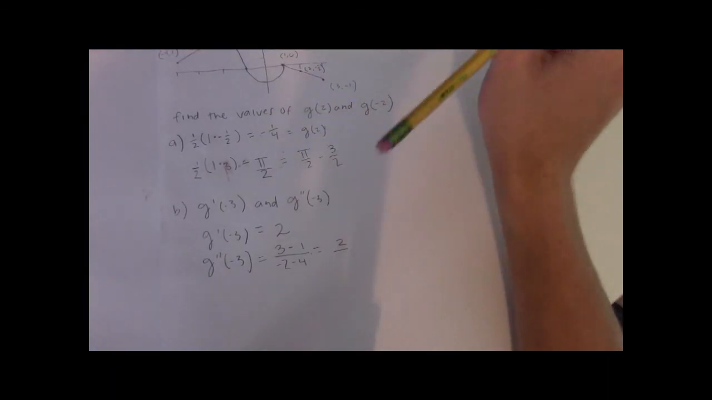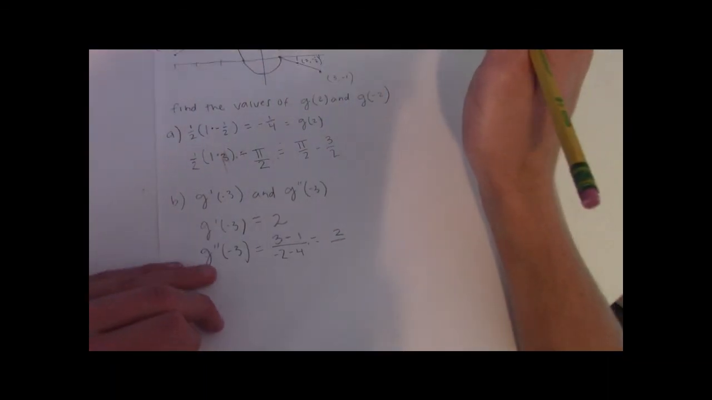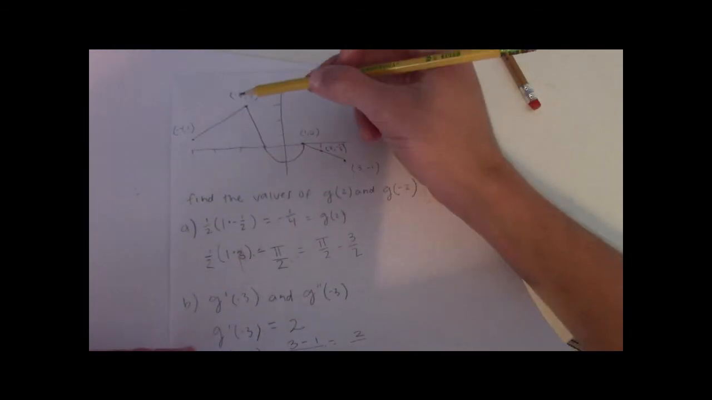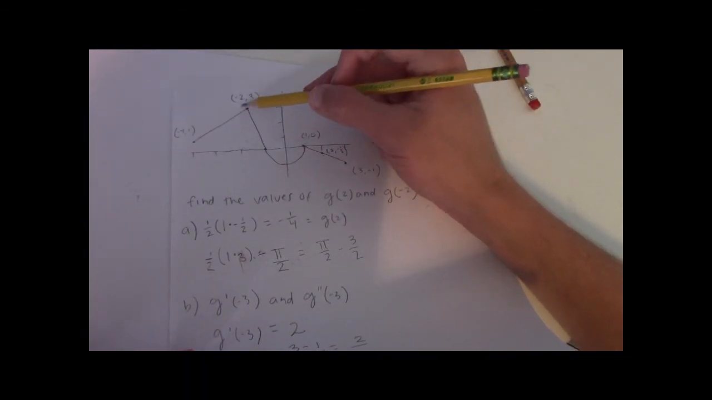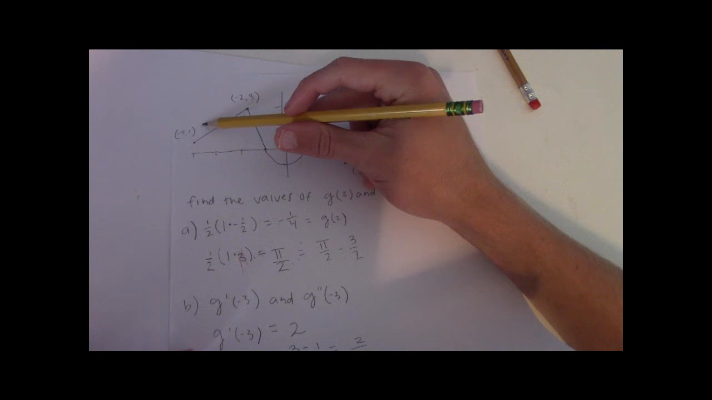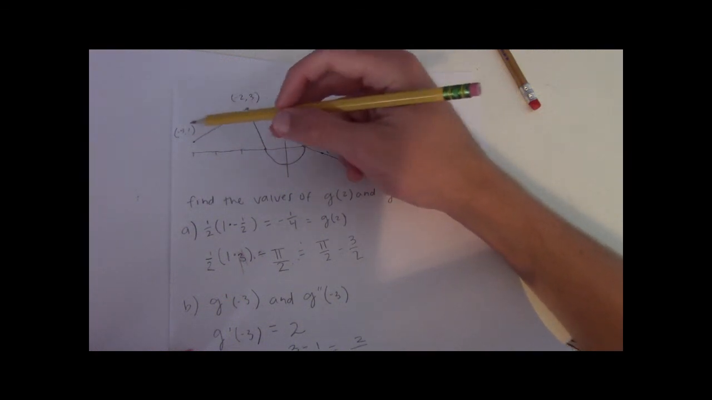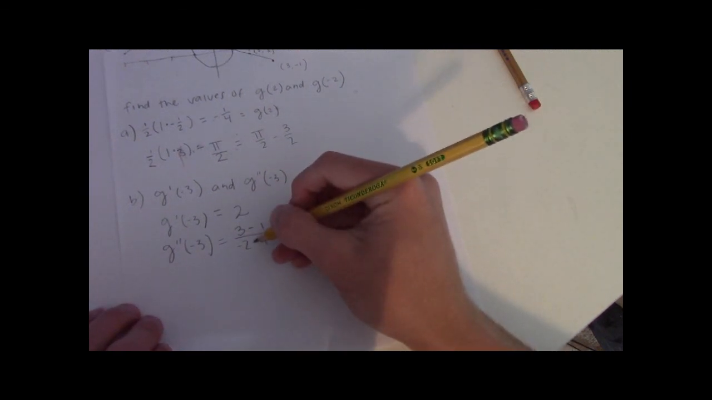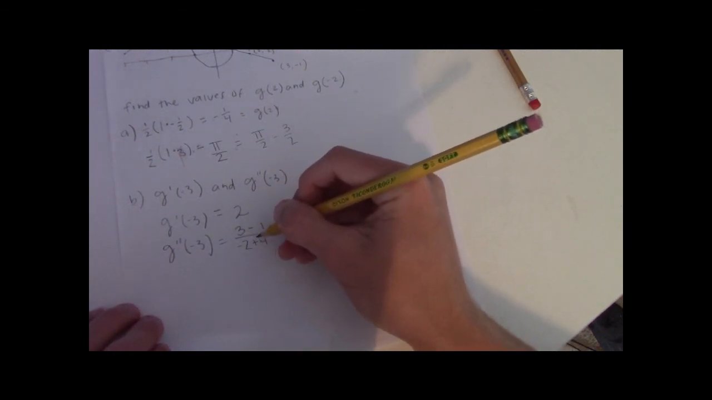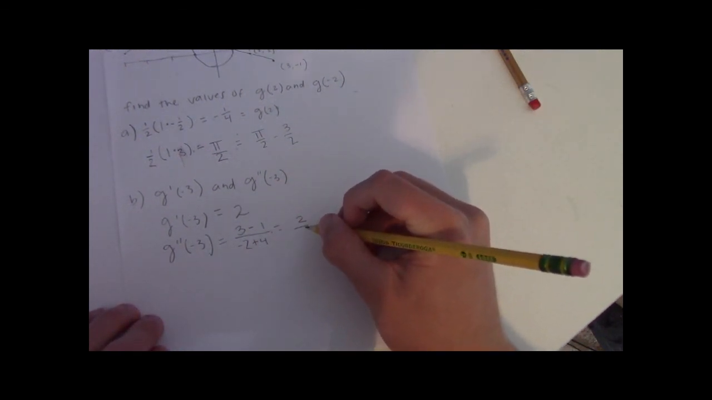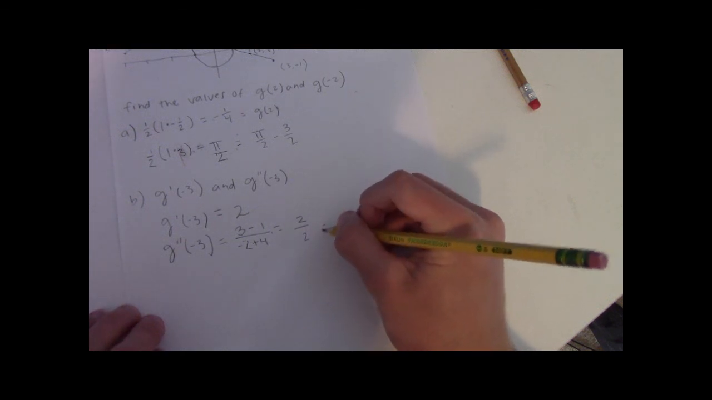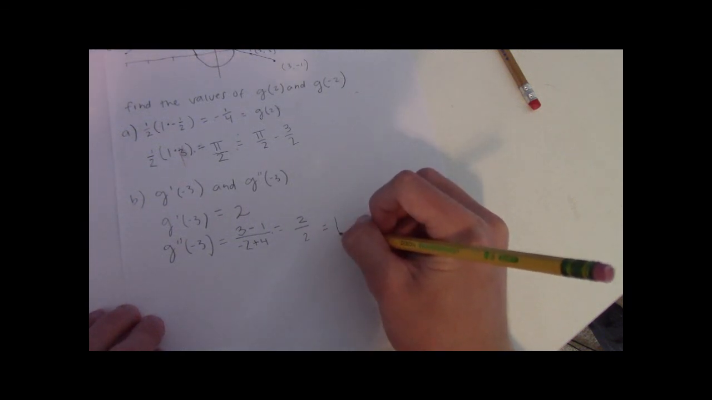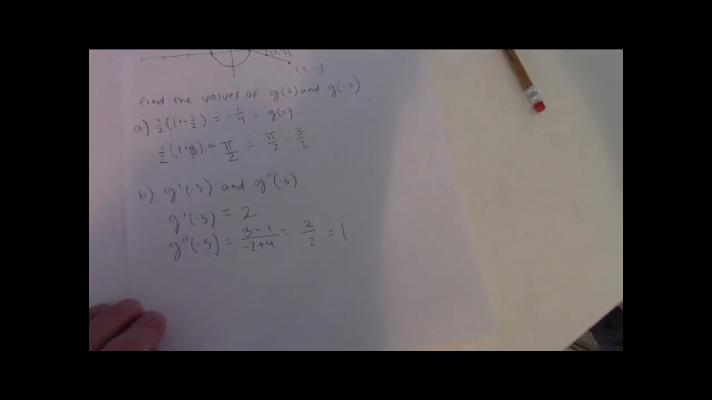So what you're going to do is use your slope formula, and you do rise 3 minus 1 over run -2 minus -4, which ends up giving you 3 minus 1 over -2 plus 4, which gives you a value of 2 over 2, which equals 1. And there is part B.